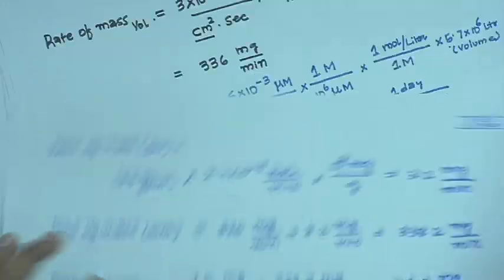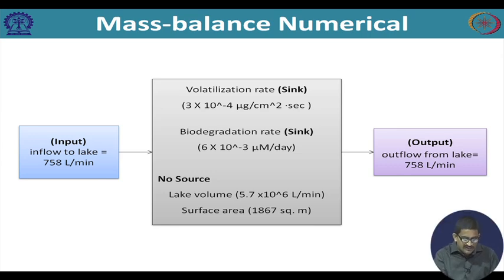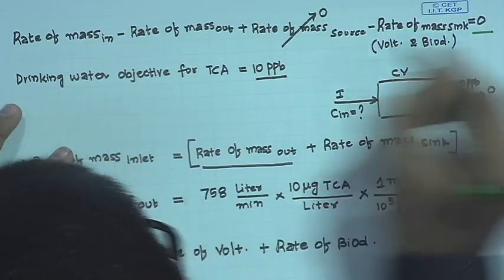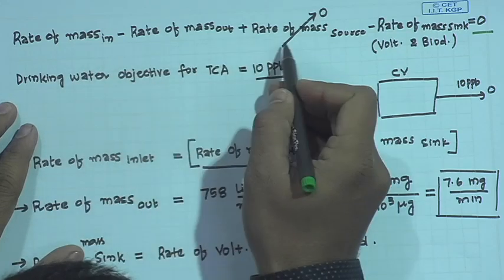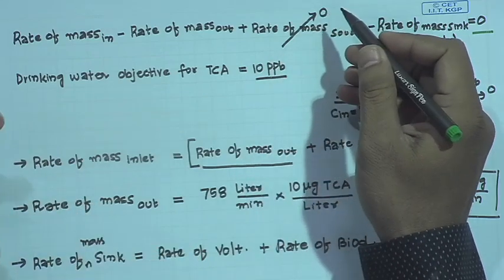We will again revise this numerical from the start. In the mass balance of this numerical, we have seen the control volume, that is what has been given: the lake volume, surface area, volatilization rate, biodegradation rate, everything. We have an input and an output taken care of, and then we have written the mass balance equation. Since it is a steady state, we have equalized it to 0, that is rate of mass in minus rate of mass out plus rate of mass source and sink is equivalent to 0, and we kept the mass source completely to 0.